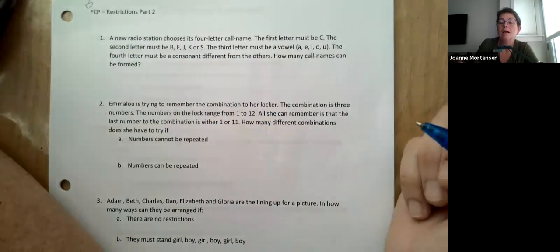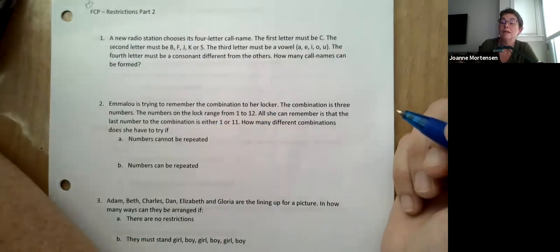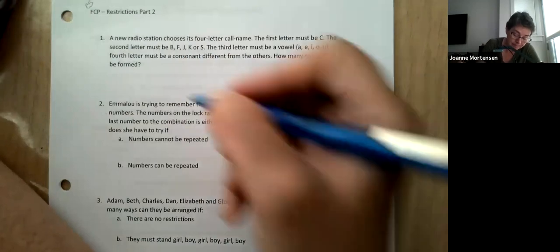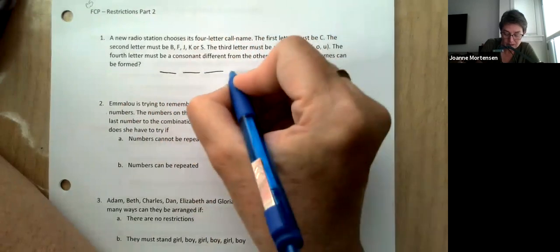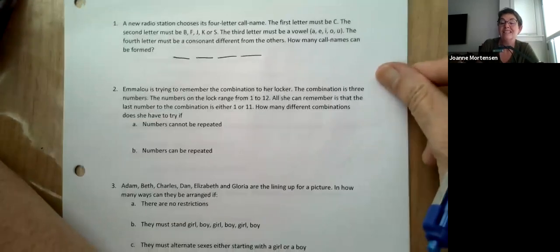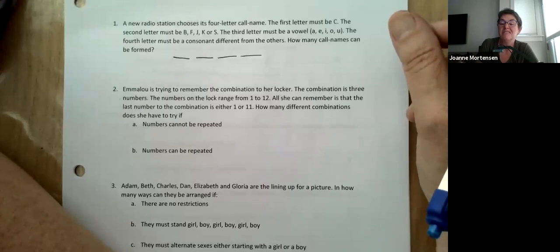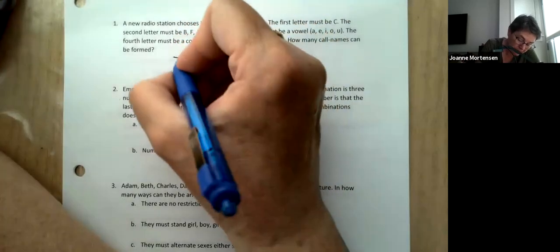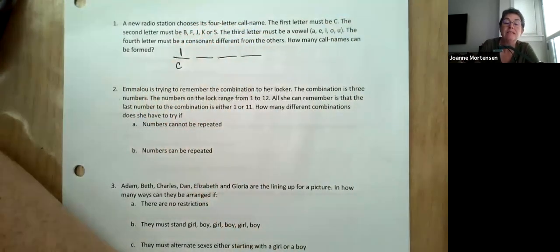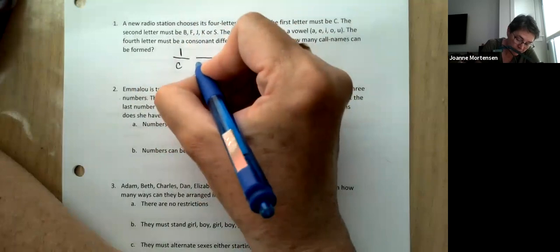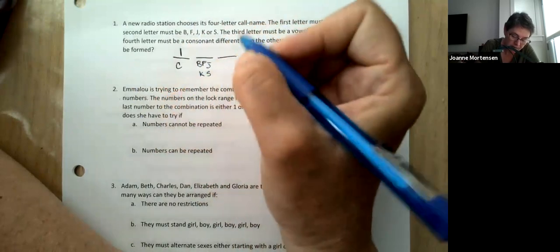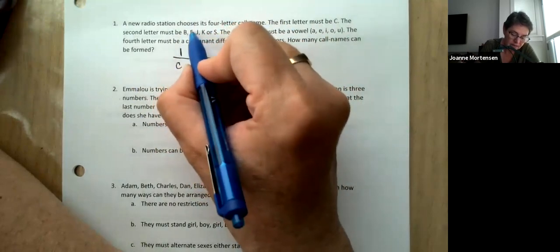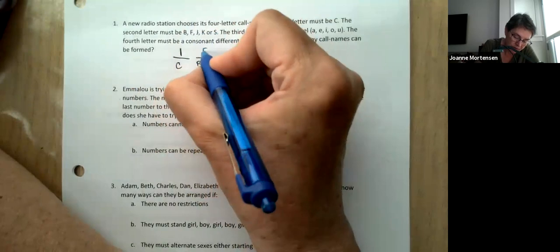All right, well, first of all, how many decisions do we have to make? It's a 4-letter call name, so 1, 2, 3, 4. And if you wanted to argue, well, the first one has to be a C, that's not really a decision, that's fine. So C, and there's only one C. Done. Now the next one can be E, F, J, K, or S. And I'm just going to double count: 1, 2, 3, 4, 5. So there's 5 choices.